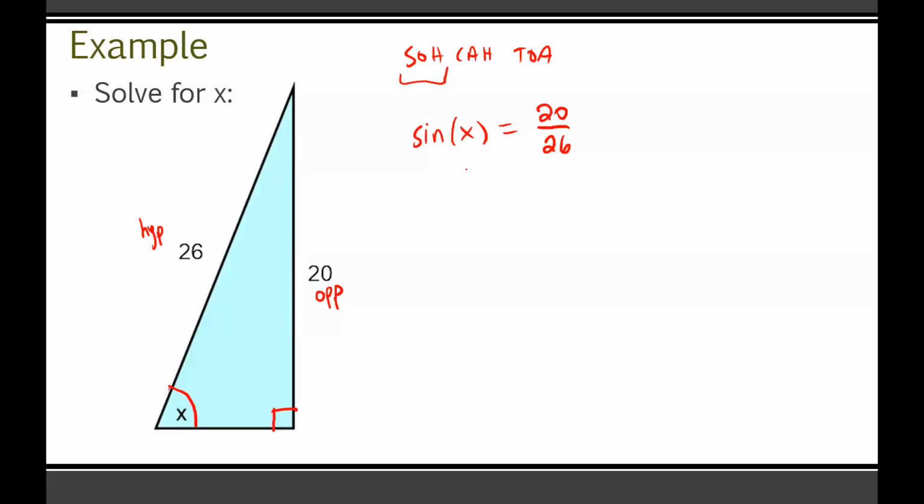Now, here's what's really weird about this one. Notice x is stuck inside of sine. It's a common thing early on for people to go, oh, well, I guess we just need to divide by sine on both sides. But it doesn't work like that. Sine isn't something that's multiplying anything. Sine is a function. So here's what we got to do to dig x out of there.